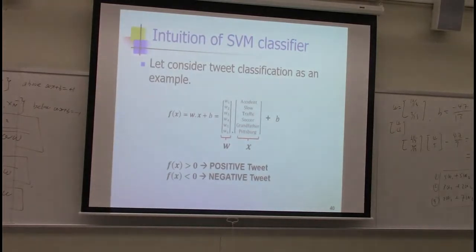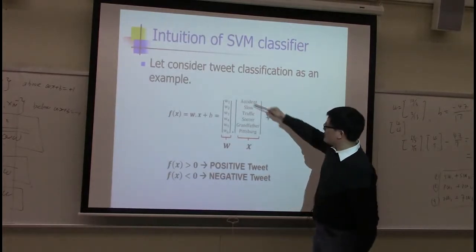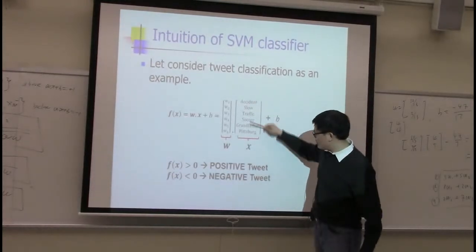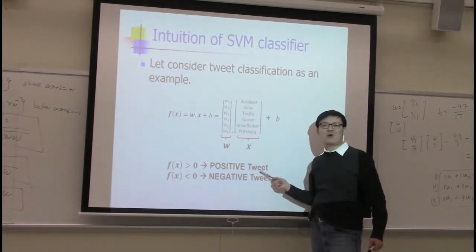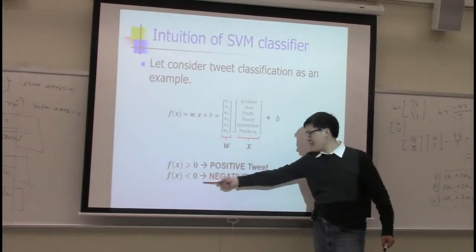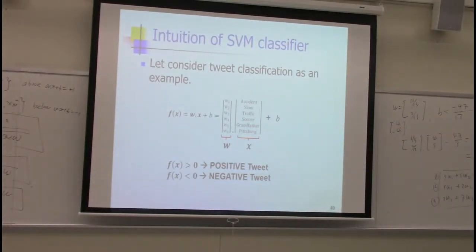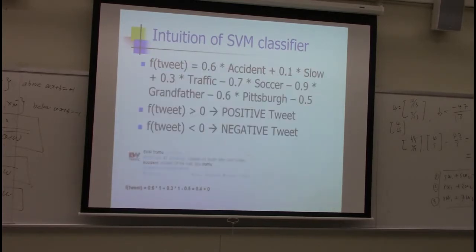And then you estimate W, estimate B. Then for any tweet, you can calculate frequency, right? Suppose you know frequency, you know W, you know B. Then if this is positive, you say this is a positive tweet. And if this is negative, then this is a negative tweet. So this is how you can apply SVM to do classification. Very cool, right? Let me give you an example. Suppose we estimate W and B.